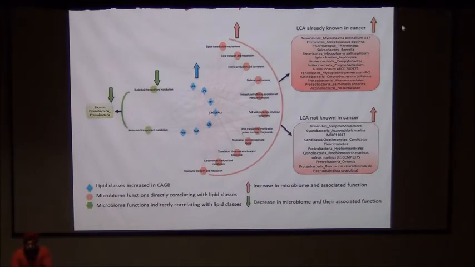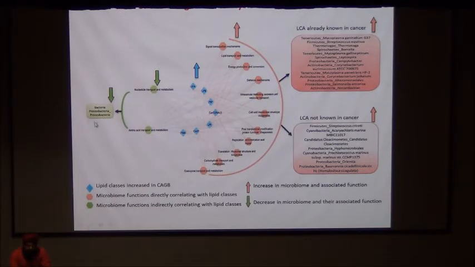So the gist of this analysis is, we identified certain bacteria which were known in cancer, and certain bacteria which were unknown in cancer, but we found them to be associated. They were performing different types of bacterial functions which were significantly increased, and it directly correlated with different lipid species. So these bacteria are now regulating these lipids by doing these functions that we found.